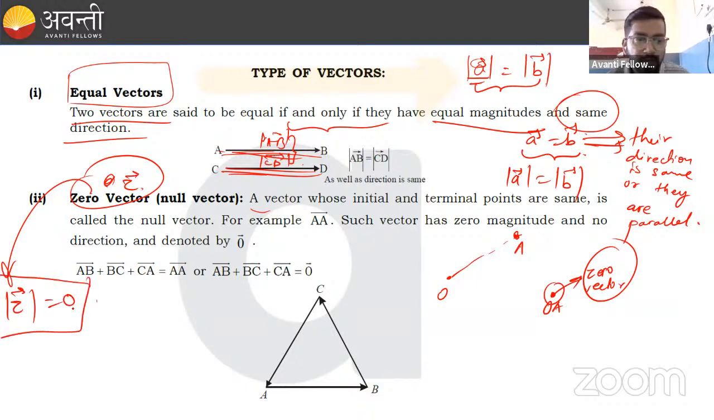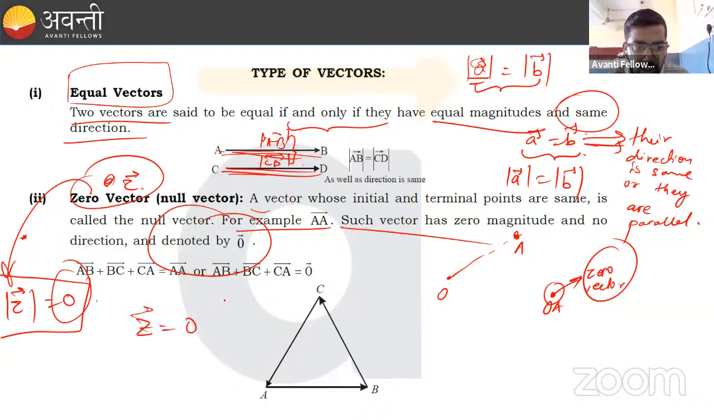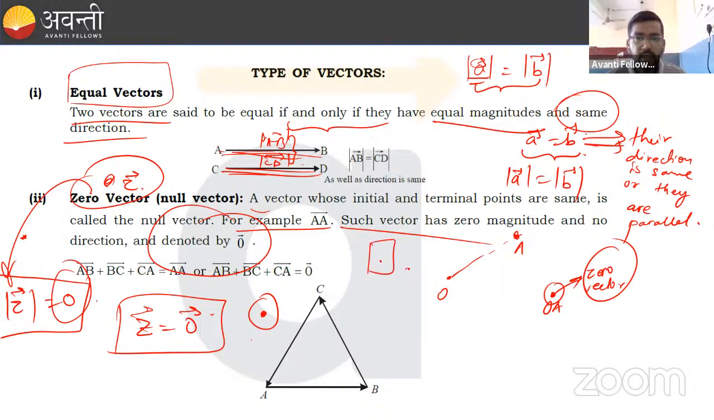When the magnitude is zero, that means the initial point and the terminal point are the same. It's called a null vector. Such a vector has zero magnitude and no direction, and is denoted by zero bar. So this Z bar can also be denoted by zero bar. If you take a point, can you determine the direction of this point? A point has no direction, right? This is a simple concept. Hence our zero bar is said to have magnitude zero and no direction.